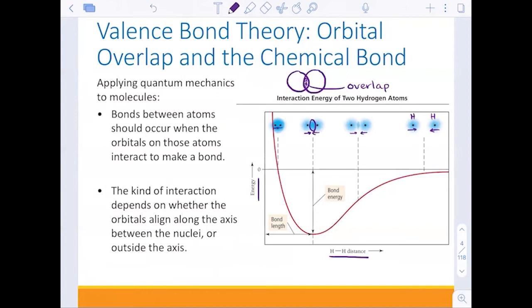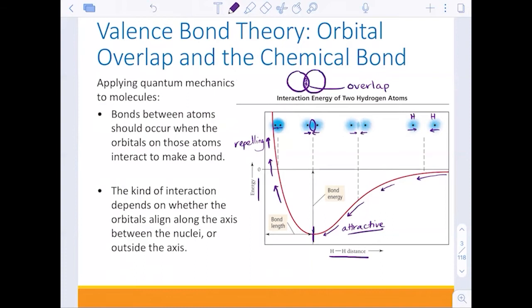Get too close, and what happens to the energy? As we notice this energy path, as those two atoms are getting closer and closer, the energy is decreasing, and that's because of attractive forces. The electrons are attracted to the nuclei. Get too close, and what happens? Repulsion takes over. Electrons start to repel the other electrons. The two nuclei start to repel each other as well.